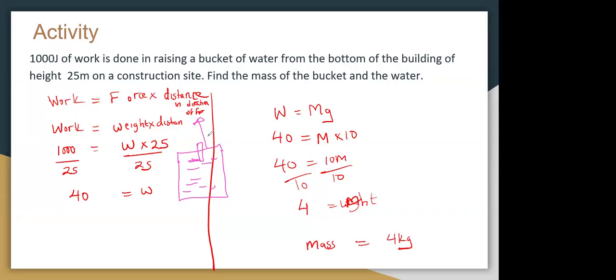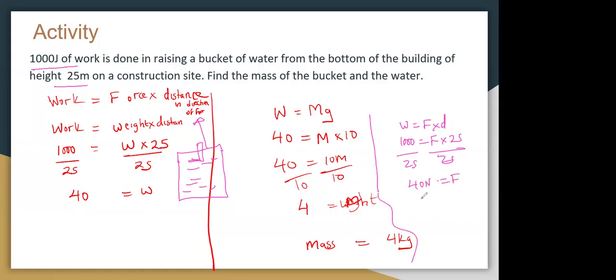But here they have given you the amount of work that is being done, and they have given you the distance it moves. Meaning the first thing you need to know is what is the force that you have applied? So you can say work is given by your force times distance. Work is 1,000 is equal to your force times the distance, which is 25. So you divide by 25, divide by 25, and you end up with 40 newtons, which is equal to the force.